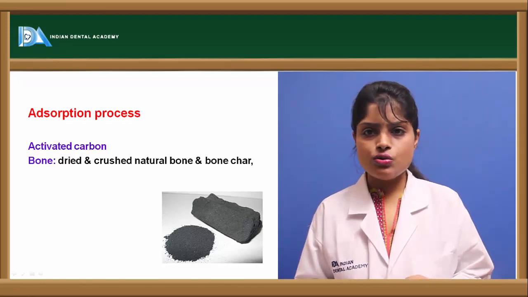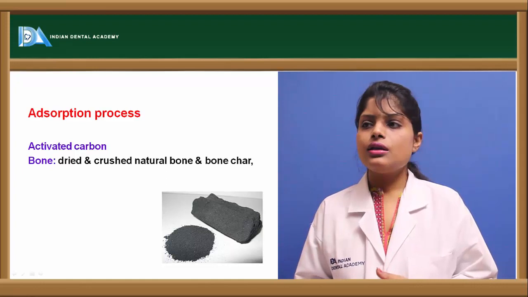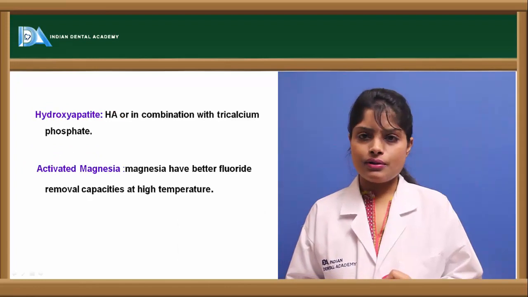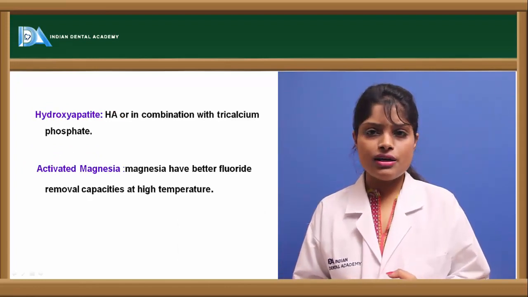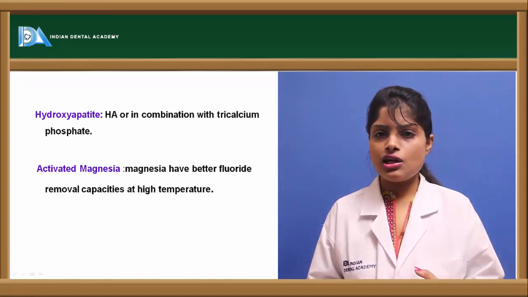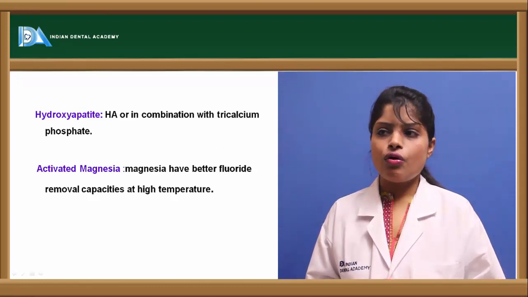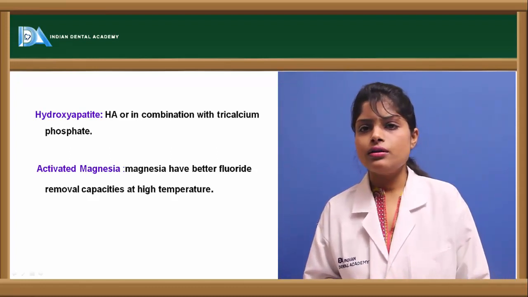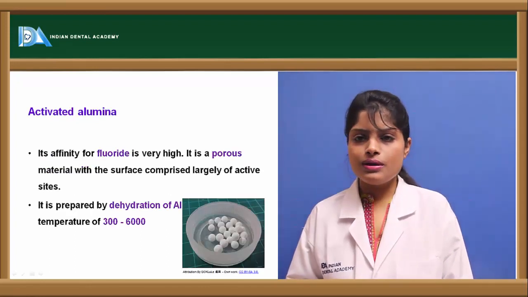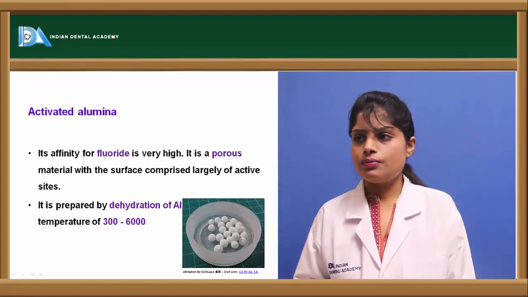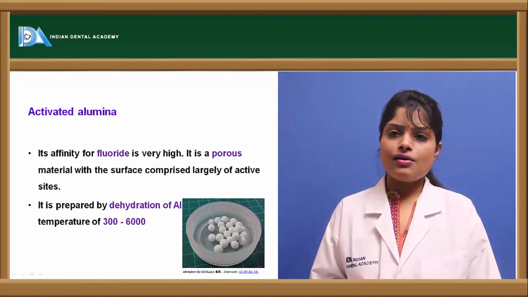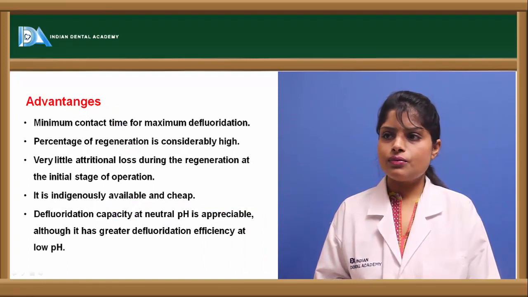The various materials used are bone charcoal, natural crushed bone, even bone char or activated carbon. Hydroxyapatite in combination with tricalcium phosphate is also used. Activated magnesia will provide a porous medium for the adsorption of fluoride on the surface layer. Even activated alumina will aid in fluoride adsorption. It is prepared by the dehydration of aluminium at a temperature of 300 to 600 degrees centigrade.